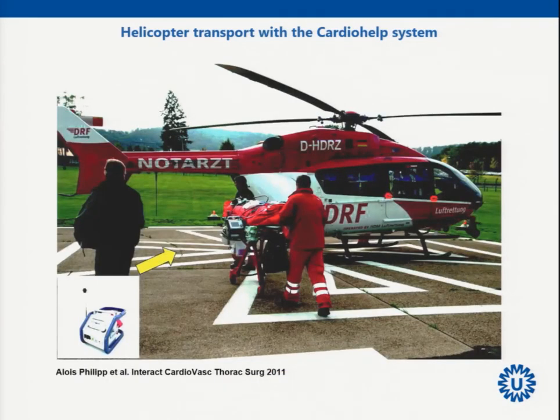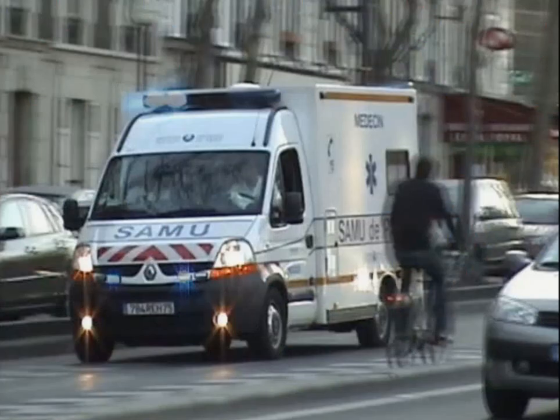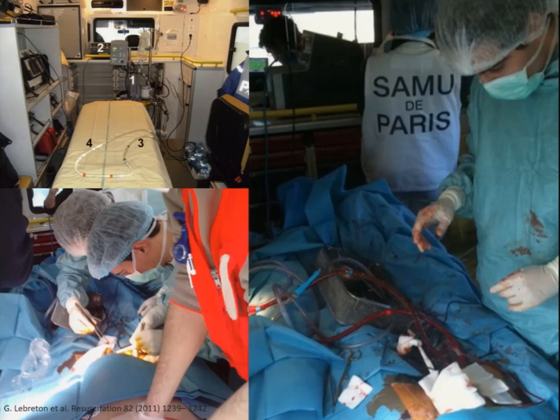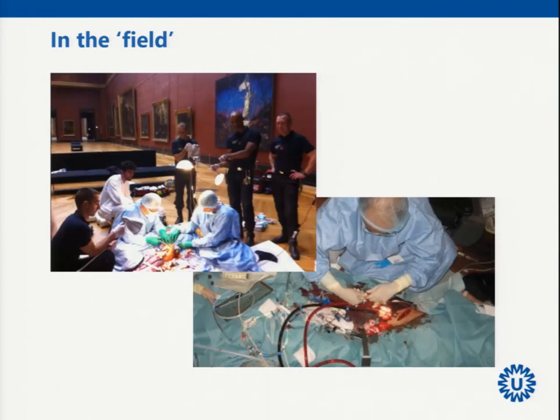So in Germany, mobile ECMO has also been done. Then you get these scenarios. The question is if this is really useful. This child did not survive. Of course, time is of the essence. A team in Paris has tried mobile ECMO in resuscitation, but logistics are very, very complex. You can see this here. So mobile team within the ambulance. In the field, as you can see here in the supermarket, on the street, in the railway station, even in the Louvre.